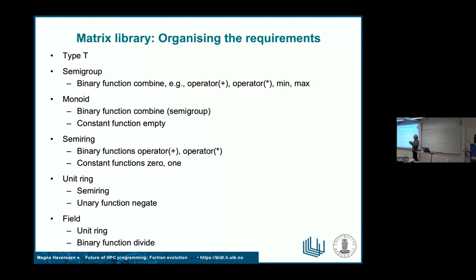There is standard mathematical jargon for these. We've got semigroup, which is a binary function, let's call it combine. Examples of this are plus, multiplication, minimum, and maximum. Ordered sets, this is an ordered sum. This is a binary operation min. This is a binary operation max. But in mathematics, in order to have a min and max, you need an order, if one is larger than the other.